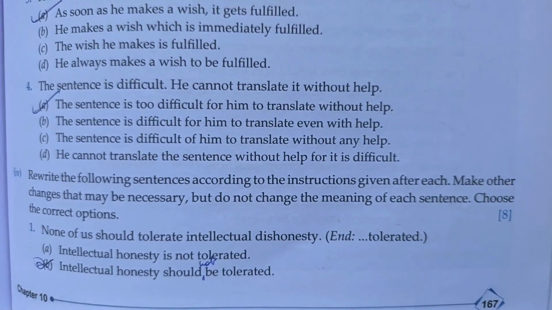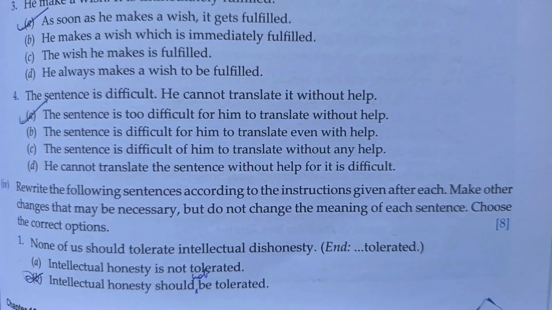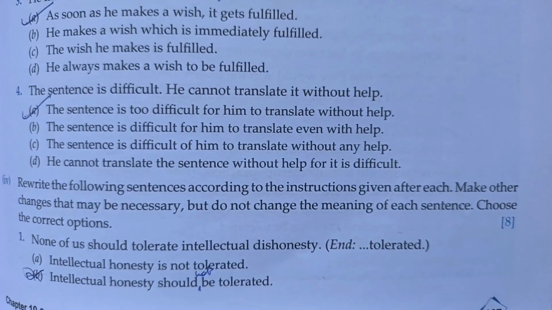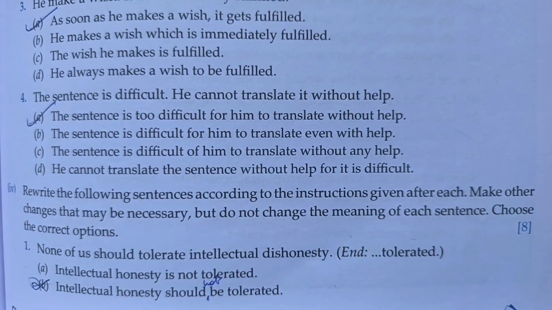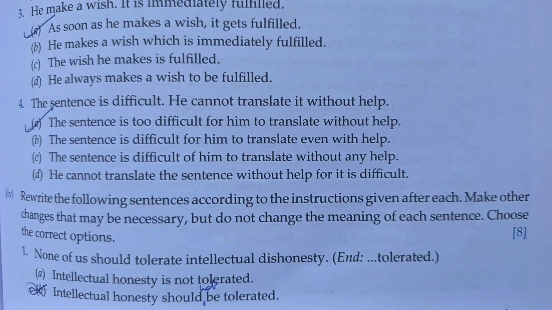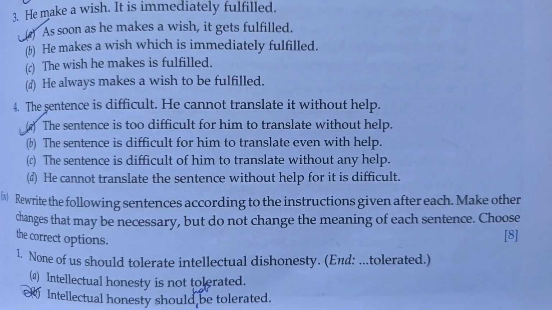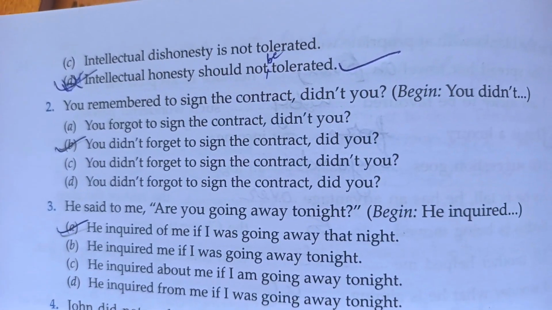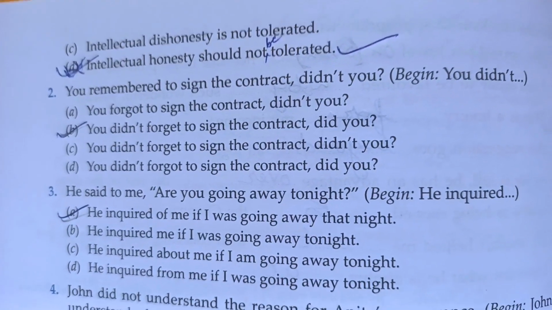Next, number 4, first one, none of us should tolerate intellectual dishonesty. And here you have to end with the word tolerated. So the correct option is D, intellectual dishonesty should not be tolerated.